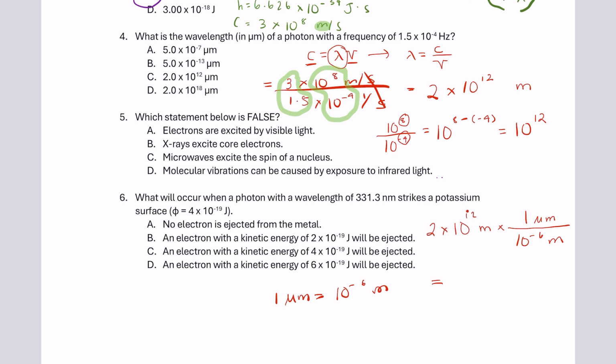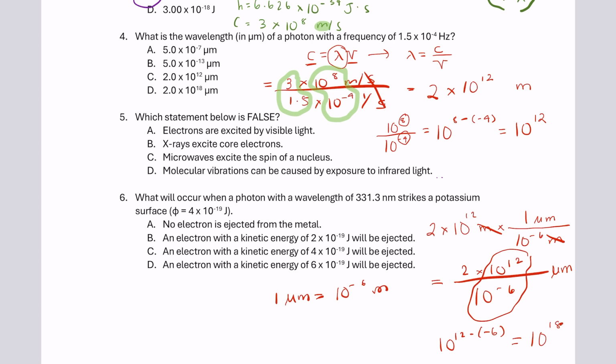So now we have one more multiplication and division we have to carry out here. 2 times 10 to the 12 times 1 is just 2 times 10 to the 12. And then we have that divided by 10 to the minus 6. Our meters cancel out. Our final answer is going to have units of micrometers. To deal with the exponents here, it's going to be 10 to the 12 minus negative 6, which is equal to 10 to the 18. So our final answer is 2 times 10 to the 18 micrometers, which matches with answer choice D.